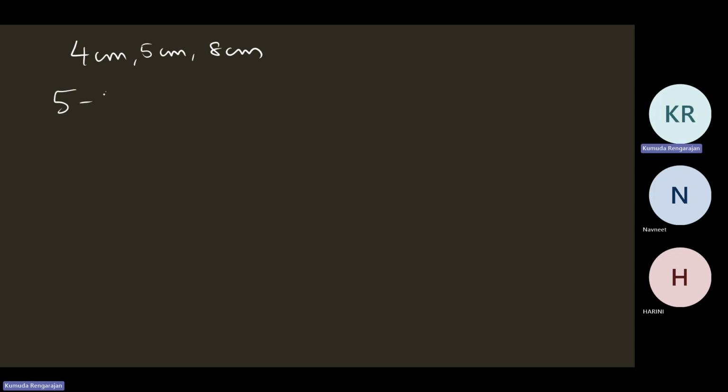So take it as 5 minus 4. 5 minus 4 is 1. This is the first side, this is the second side. You can add 4 and 5, which is 9, but 4 minus 5 is minus 1. So don't subtract in that order. Second side minus the first side.